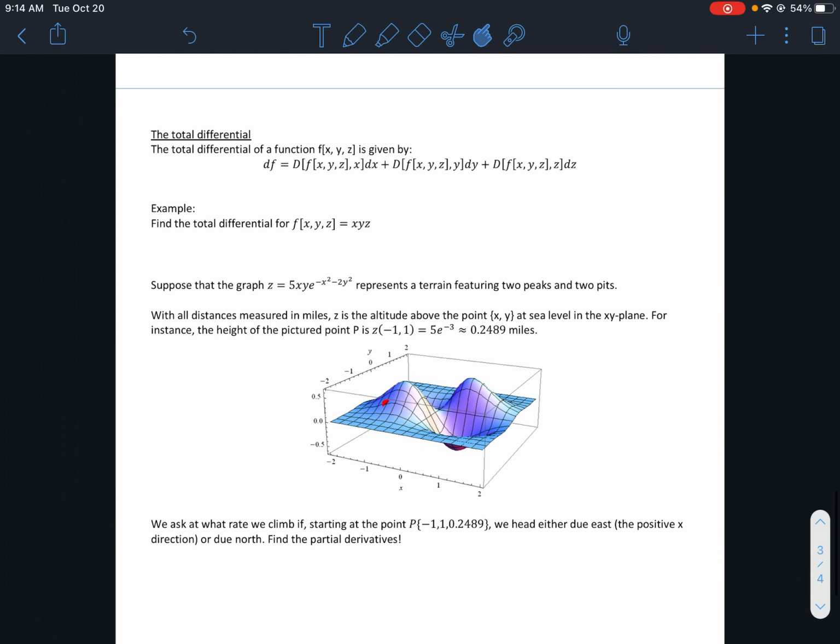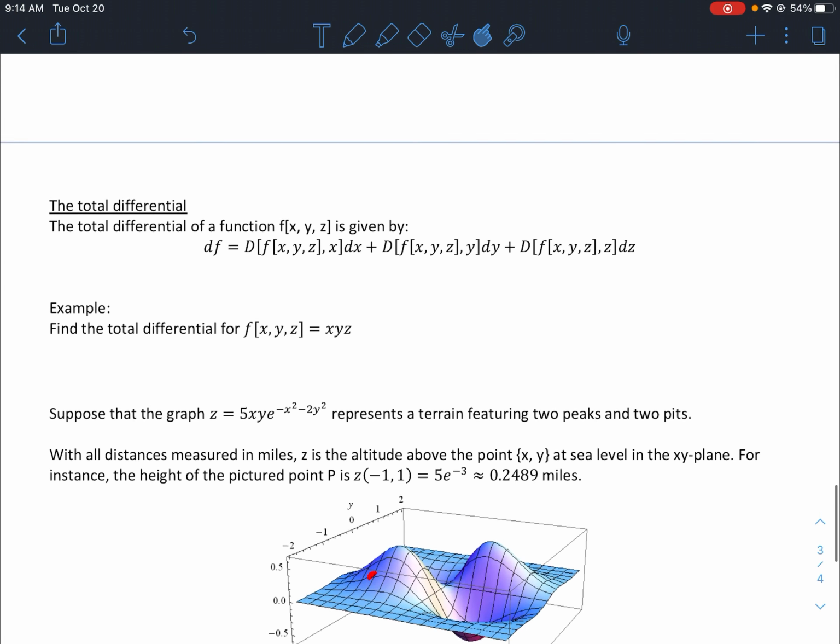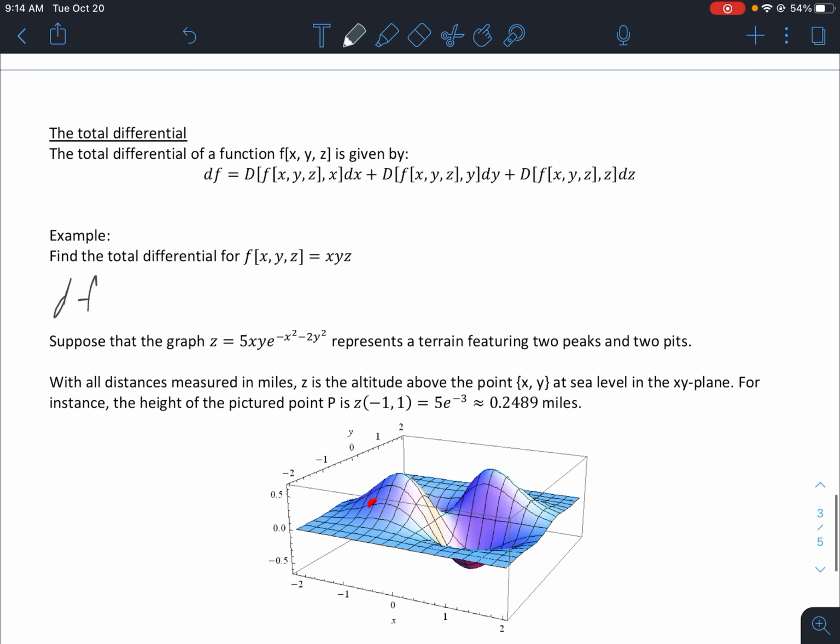All right, so the last thing that we're going to talk about here is the total differential. It's pretty much the gradient, except it's not a vector, it's an actual number. So what you're going to do is take the 3 partial derivatives and add them together. All right, so an example here, the total differential for this function here. The derivative of this function with respect to x would be y z dx. With respect to y would be x z dy. And with respect to z would be x y dz. And that is your total differential.